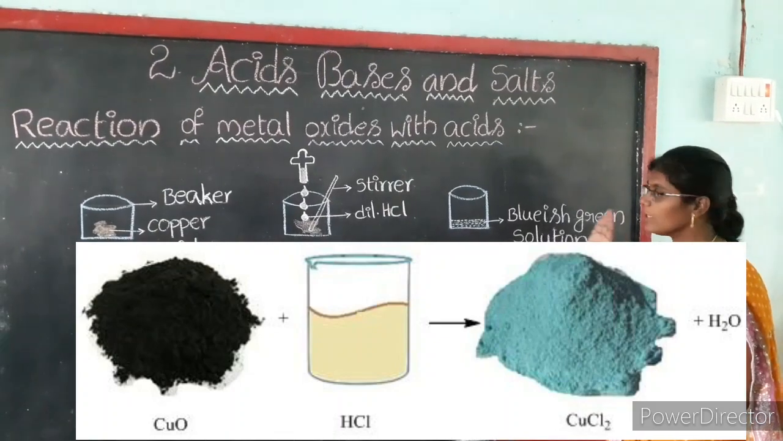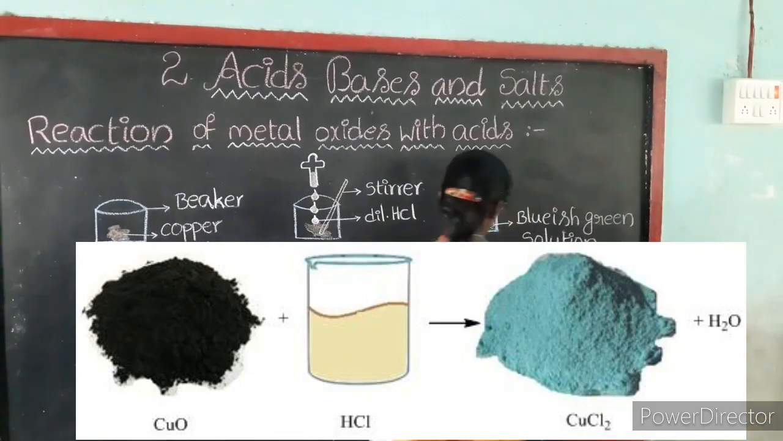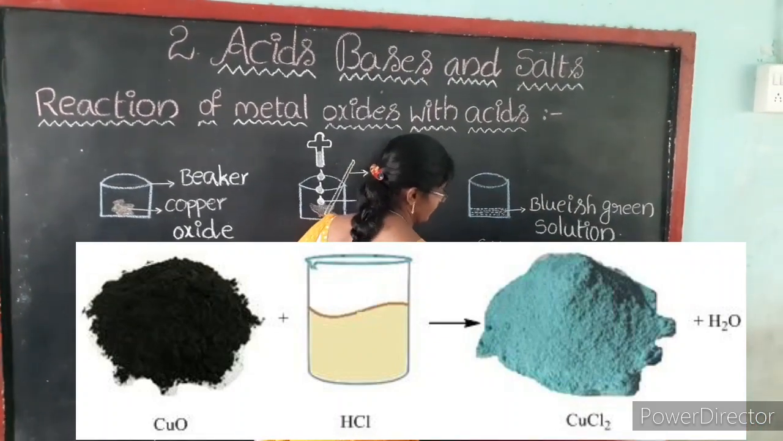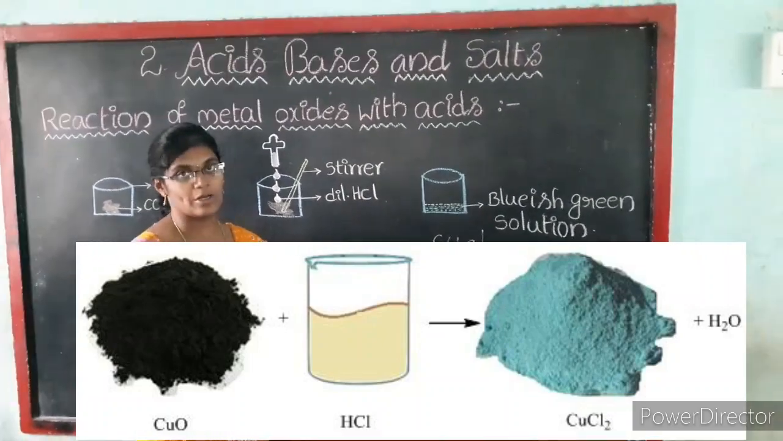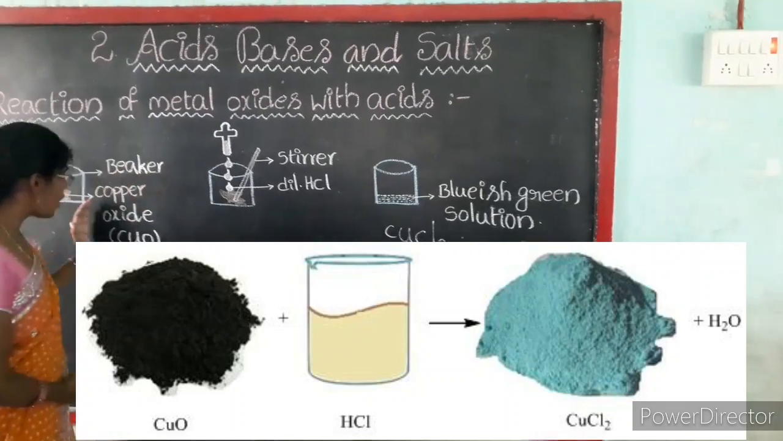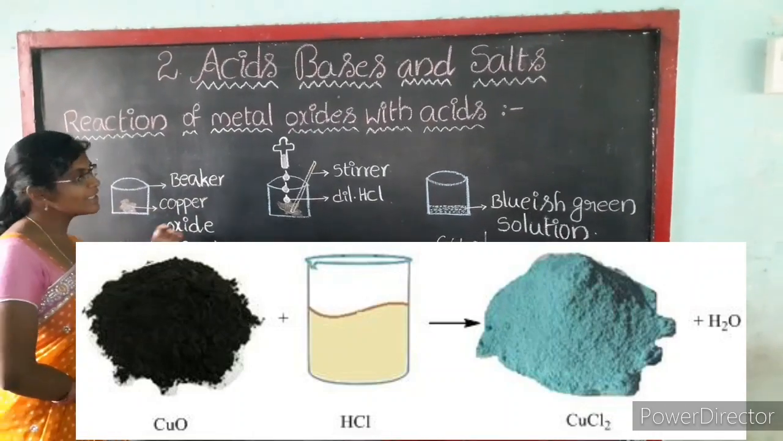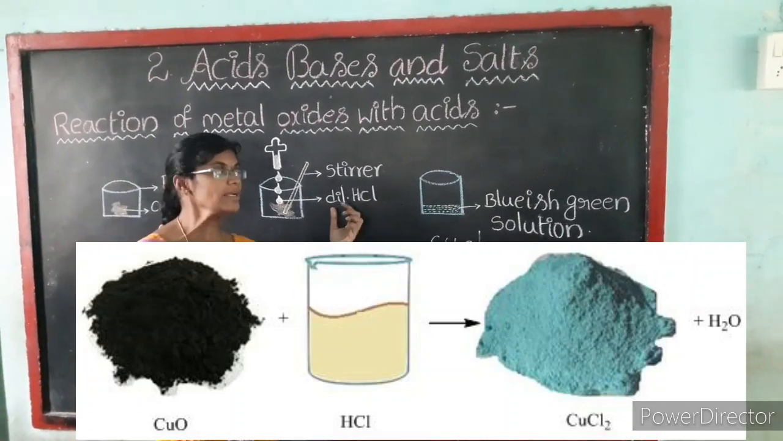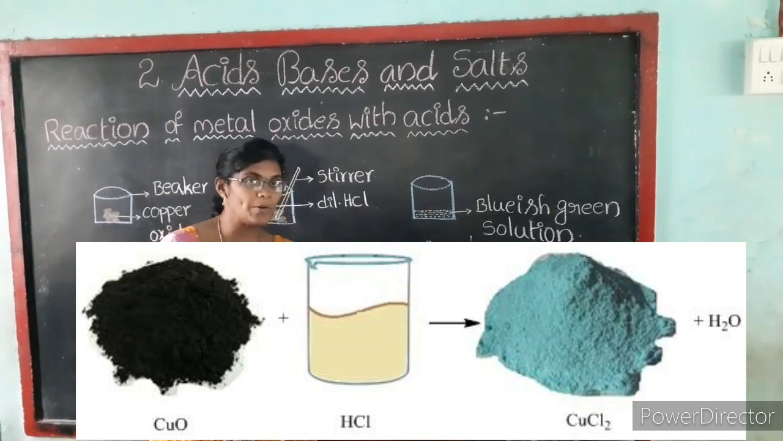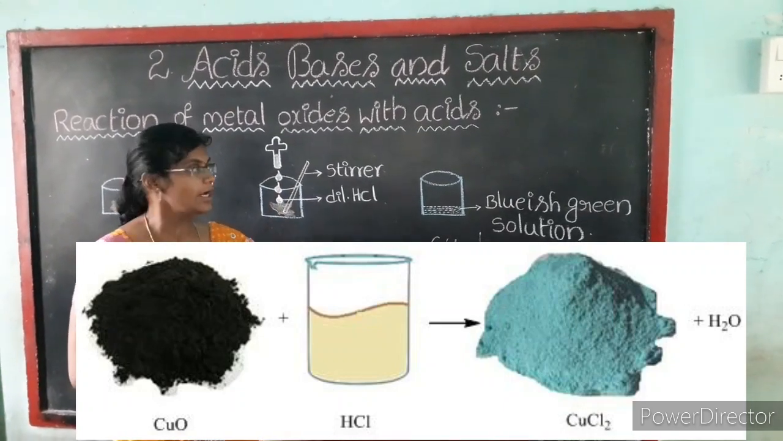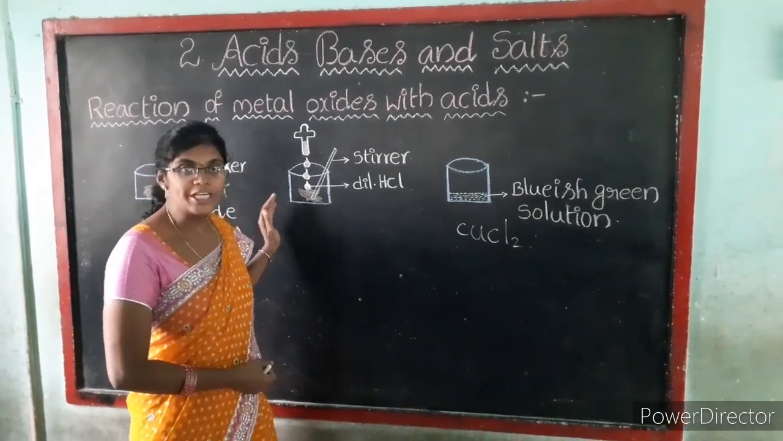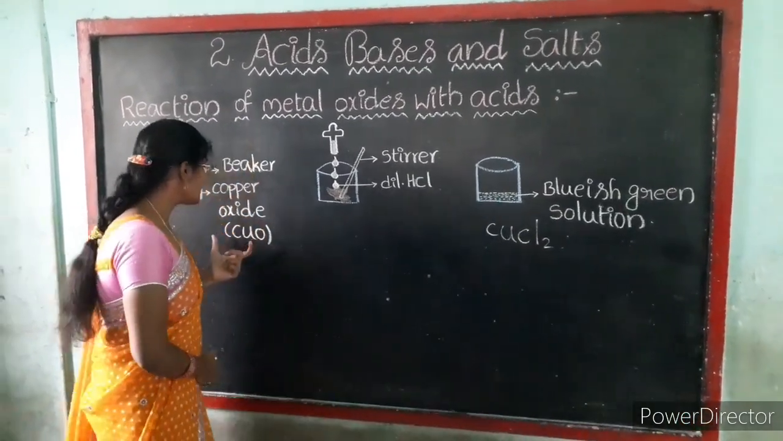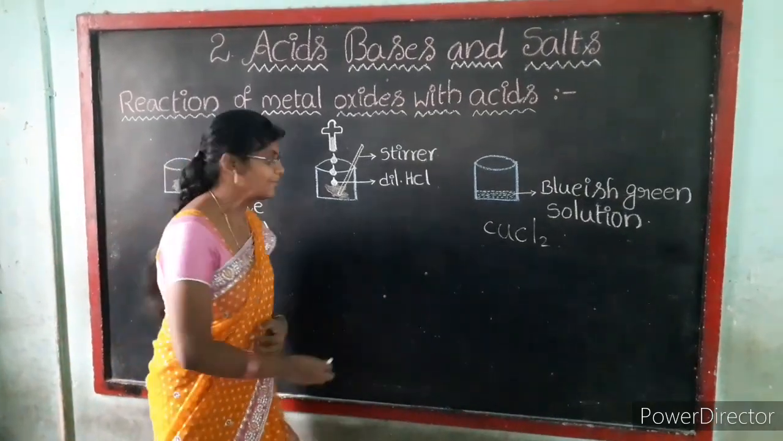Why? Because of formation of copper chloride. Here, the copper oxide reacts with hydrochloric acid. It produces copper chloride solution. Okay. Now, I am going to write down the general equation for the metal oxides and acid.